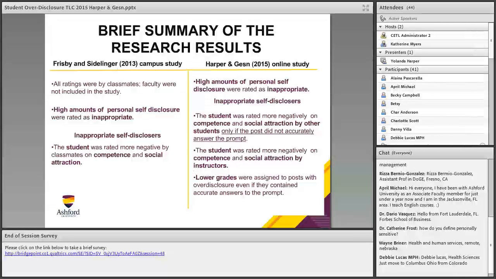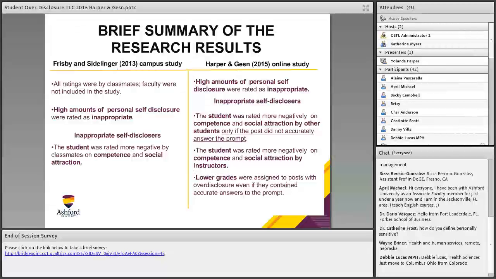Now, Frisbee and Seidlinger's work, whose research actually inspired our study, found that students who were rated as inappropriate self-disclosers were evaluated more negatively by their classmates in terms of competence and social attraction. Their study was based on face-to-face interactions in a campus-based classroom.